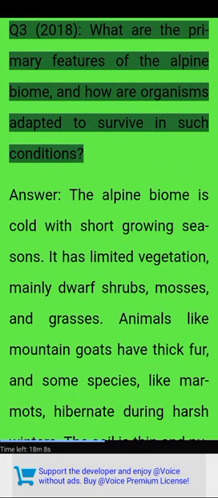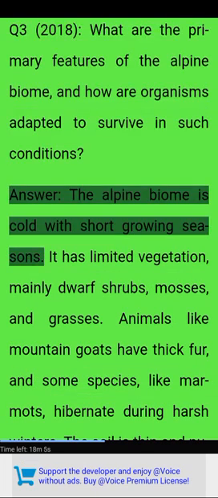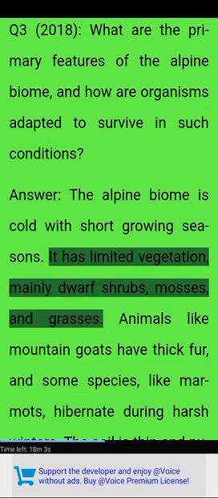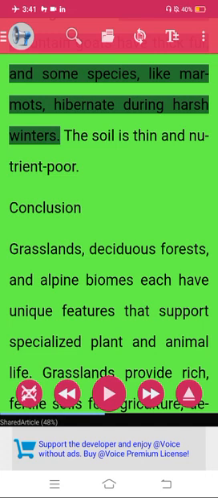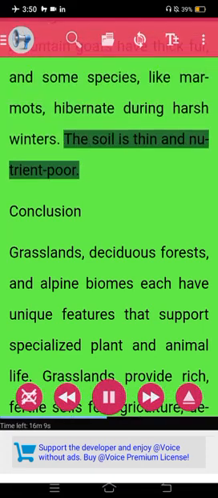Q3 2018. What are the primary features of the alpine biome, and how are organisms adapted to survive in such conditions? Answer. The alpine biome is cold with short growing seasons. It has limited vegetation, mainly dwarf shrubs, mosses, and grasses. Animals like mountain goats have thick fur, and some species, like marmots, hibernate during harsh winters. The soil is thin and nutrient poor.